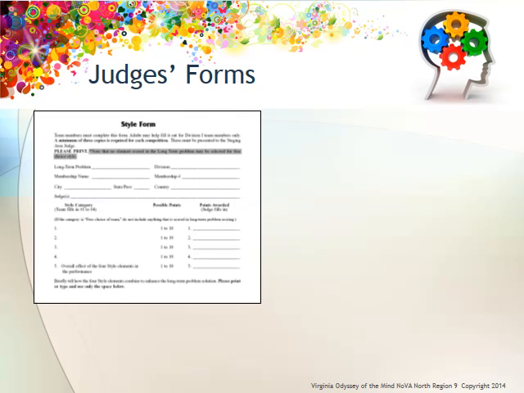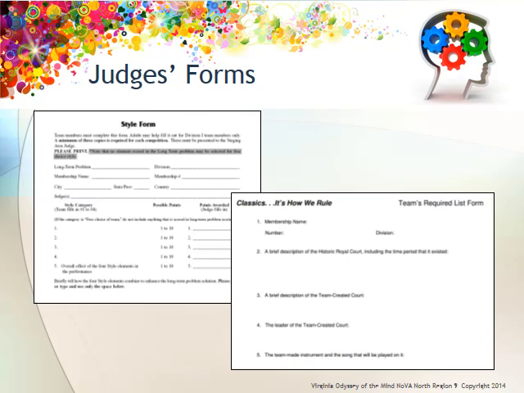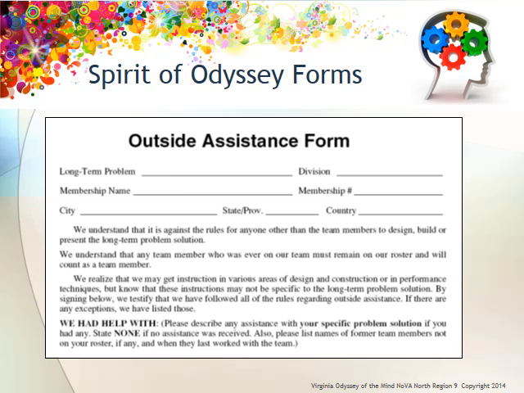2 forms, the style form and the problem-specific required list, give the judges a heads up of what to watch for during your skit. The other 2 forms give teams the opportunity to confirm that they have complied with the spirit of the Odyssey of the Mind.